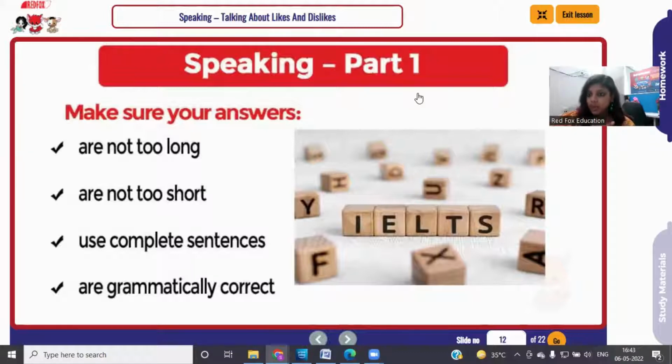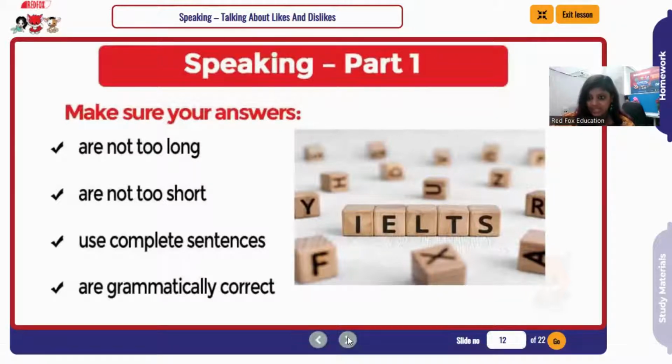In case they ask you, what is your hometown? Let's say Kanyakumari. You say, Kanyakumari is my hometown. It's a beautiful place. That's enough. Or, Kanyakumari is my hometown. It is a beautiful place, and it lies at the end of India. Something like this is more than enough. Don't speak more than that.